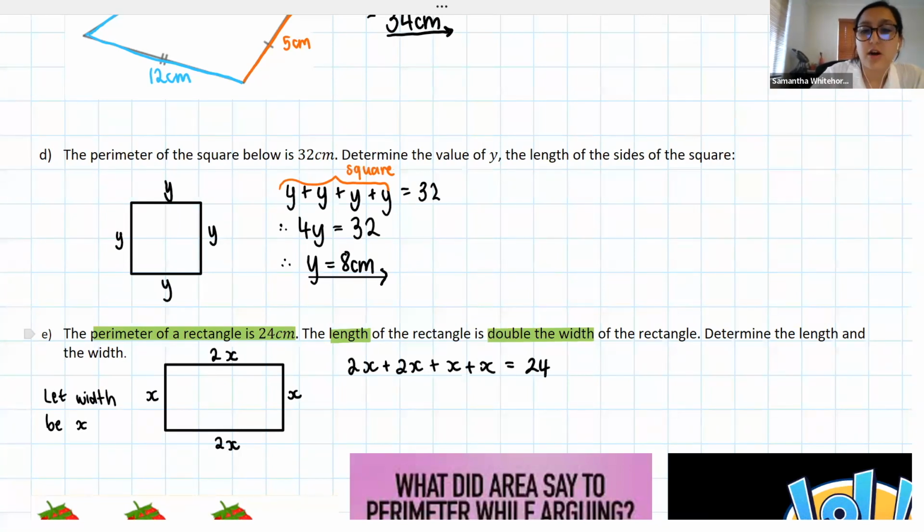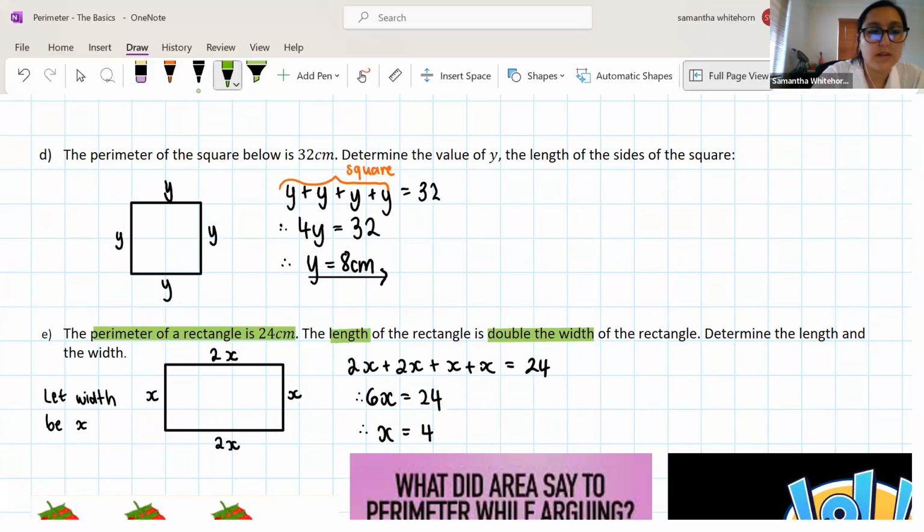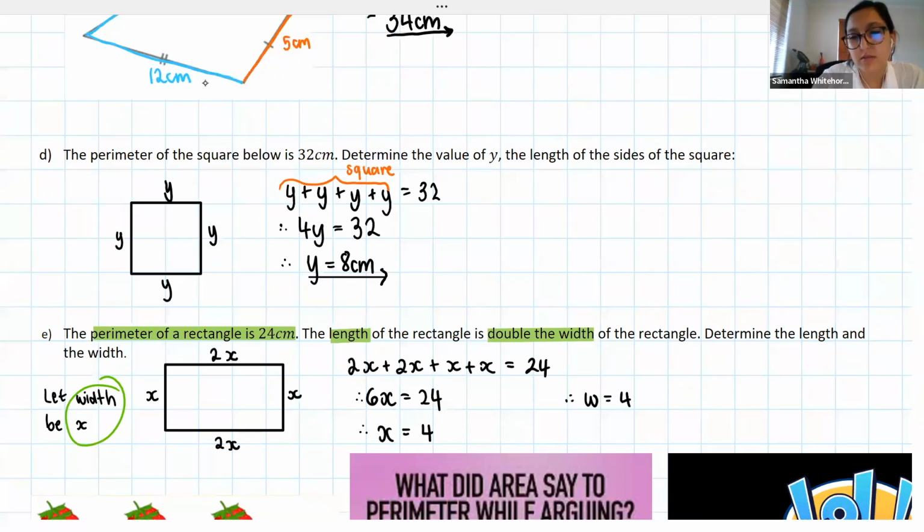And that's what I was saying. Try and set up an equation for yourself, because you can all solve an equation. 2X plus 2X is 4X, plus X is 5X, plus X is 6X, is equal to 24. And then because we're solving for X, we'll divide both sides by 6. So X is equal to 4. Now, guys, remember we said that our width is equal to X. So what I now know is that my width is 4 centimeters. And if I substitute that into my length, which was 2 times X, my length is 8 centimeters, because 4 times 2 is 8.